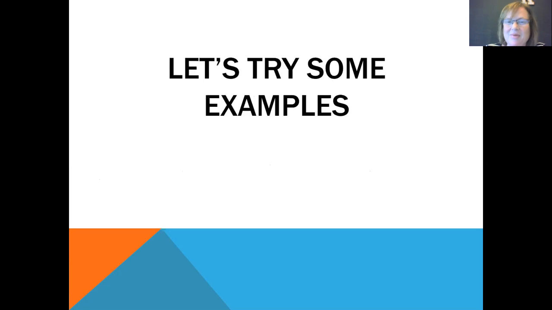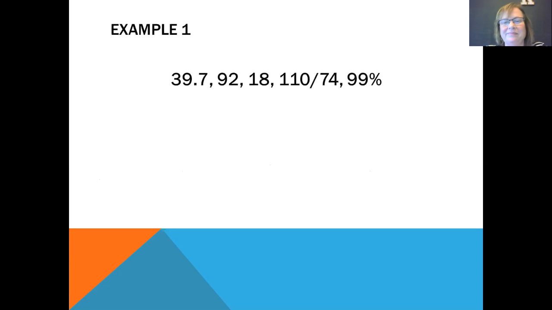So let's try some examples. Number one, we've got a temp of 39.7, heart rate of 92, respiratory rate of 18, blood pressure of 110 on 74, and an O2 sat of 99%.